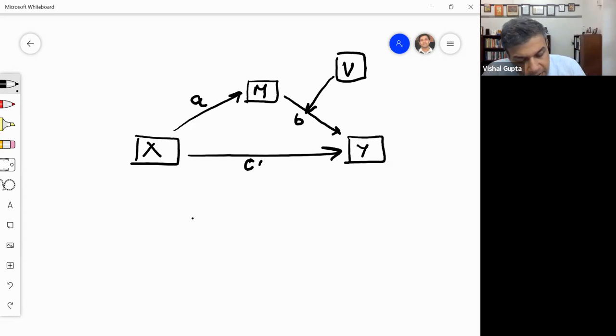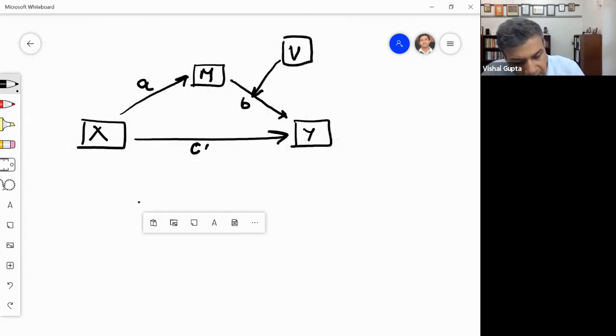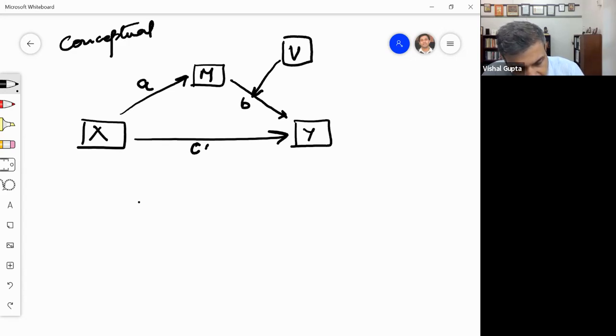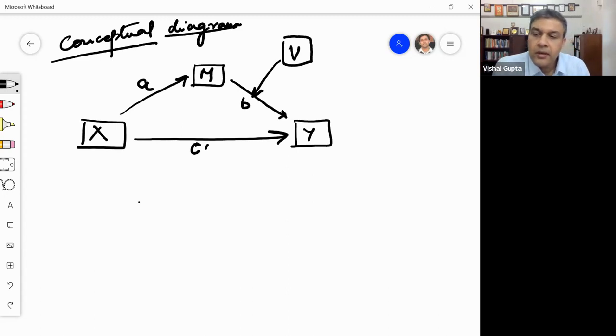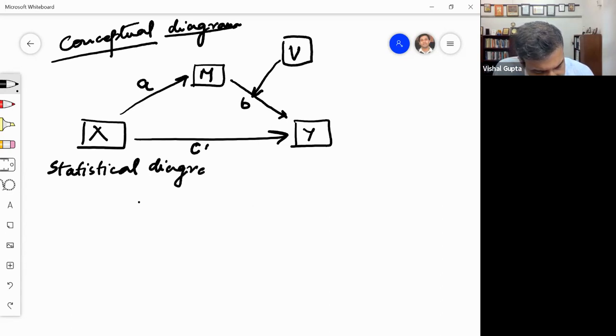Now this is the concept. This is how you will draw it in your research papers. This is the conceptual diagram. Now let's see how we will open this up and draw our statistical diagram. What will be the equivalent statistical diagram or representation of this model?